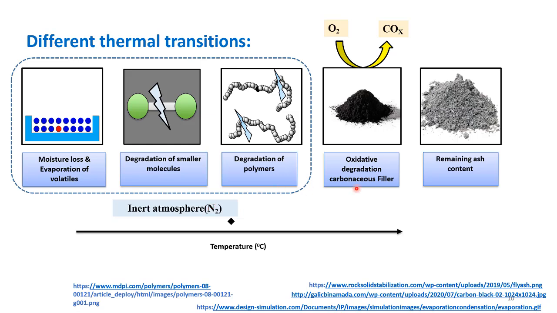Then for the degradation of carbonaceous filler, it is hard to degrade it in the inert atmosphere. That's why we need oxygen or air in this case. And then the remaining component is what we get, in the form of ash. So as we increase the temperature, first we perform it in an inert atmosphere, then increase the temperature in an oxidative or air atmosphere.